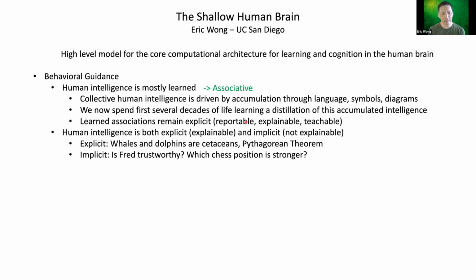But we also note that parts of human intelligence are implicit, so that is not explainable or teachable. Examples of explicit and implicit might be, explicit knowledge would be whales and dolphins are cetaceans. The Pythagorean theorem would be explicit. Implicit is things like, is Fred trustworthy? Which of these two chess positions is stronger? Implicit thought usually has explicit components in it, but the hallmark is that they're incompletely explainable.